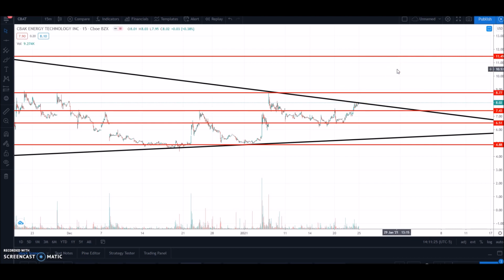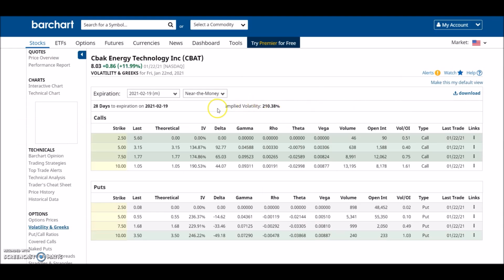So how should you play? If you're buying some option, then this is risky. Why do I say risky? Because if you look at the implied volatility, this is more than 200%. Anything above 80 is risky, right? And so how you can play this is very risky. If you choose any strike like 7.5 or 10, you see the IV is high.